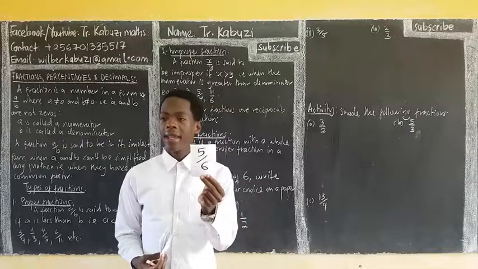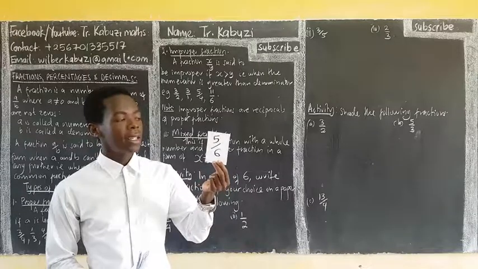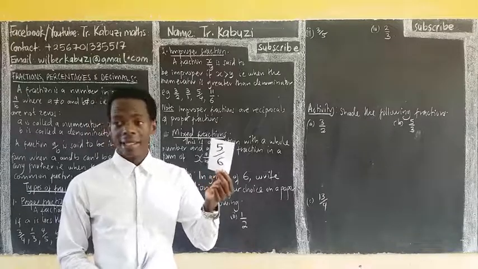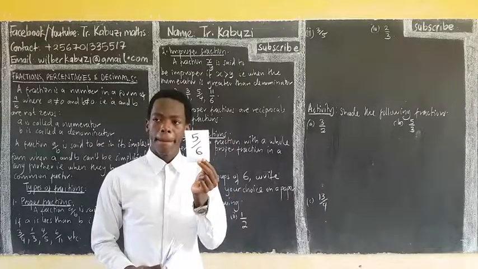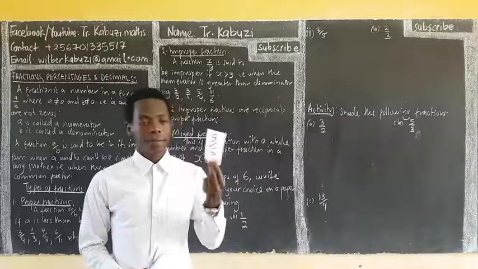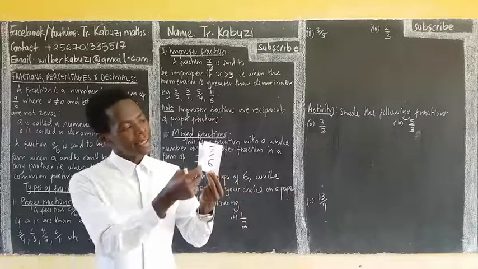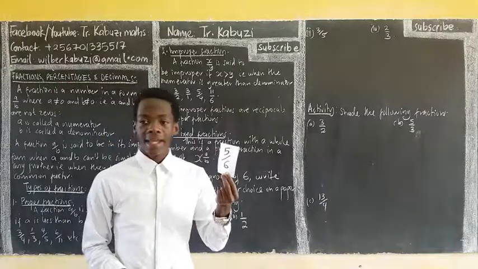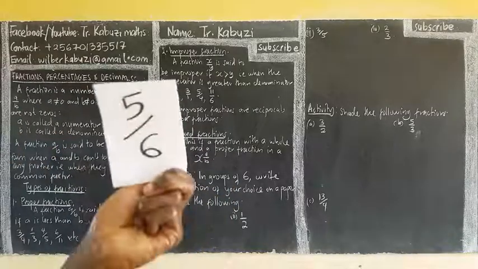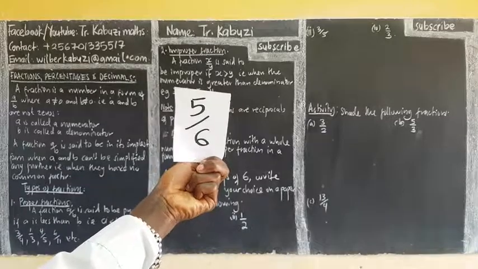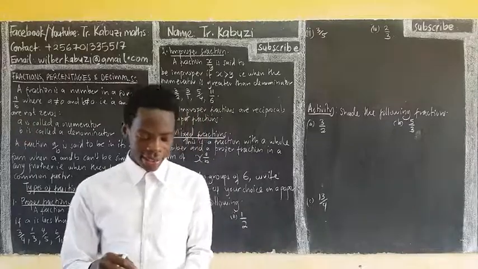Is it proper, improper? First of all, it's 5 over 6. Is it improper? Proper. Why do you think it's proper? Because this is less than the one down. Okay, that's the understanding. It's proper there.